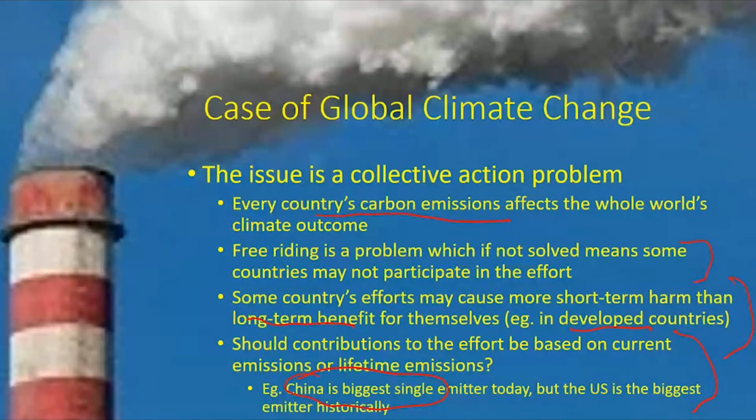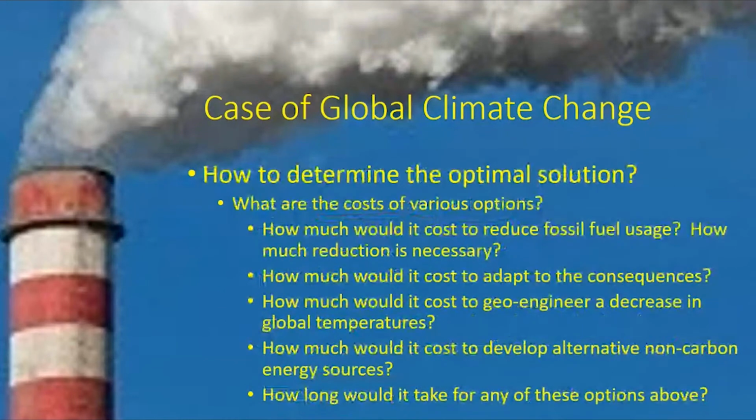How do we share the costs associated with making these particular adjustments? And then how do we determine the optimal solution? That's what economists would tend to think. How do we figure out how we balance these costs and benefits over a long period of time? What are the costs of various options? How much would it cost to reduce fossil fuel usage? How much reduction is absolutely necessary? What about an alternative? What if we said, well, forget about it. We'll just keep using fossil fuels, but we'll adapt to the consequences. We'll move cities inland a little bit. We'll prepare ourselves for bigger hurricanes.